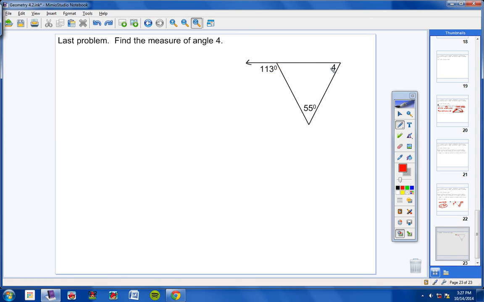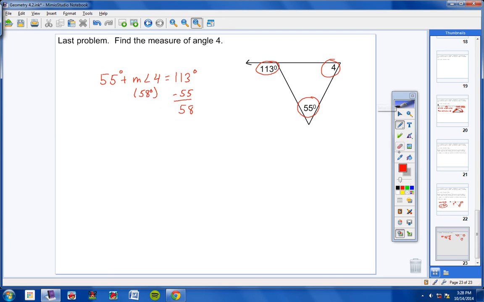Alright, here we go. I want you to find the measure of angle 4. Now remember, 113 degrees is an exterior angle, okay? Now if that's an exterior angle, these are your two remote interior angles. Remember, if we take 55 degrees plus the other angle, it should equal my exterior angle, which is 113 degrees. So all that I have to do is take 113 degrees and subtract 55 from it, okay? And then I'll know what the measure of angle 4 is. The measure of angle 4 is 58 degrees, right? Because 55 plus 58 is 113.